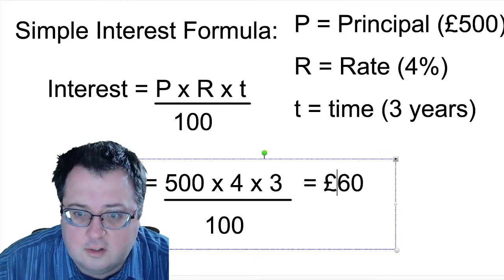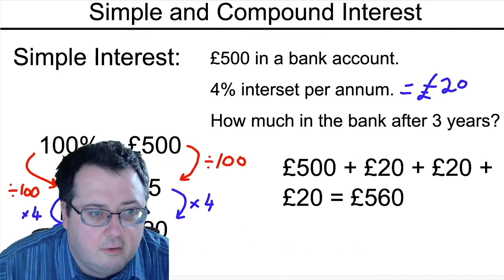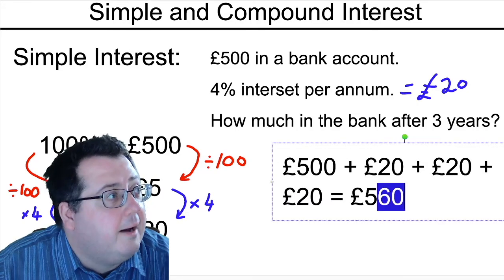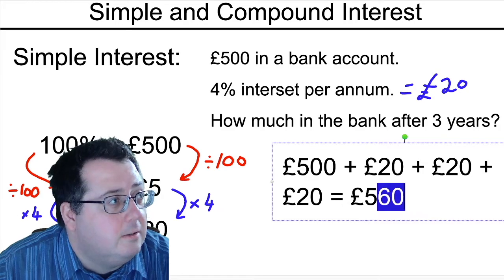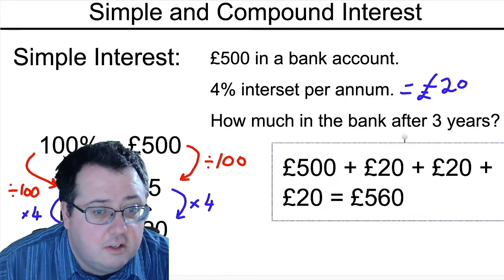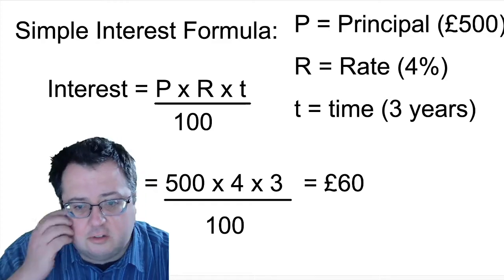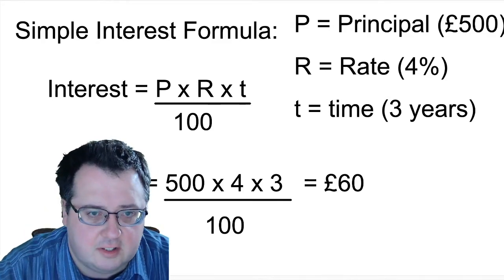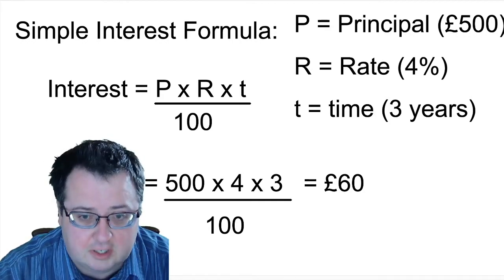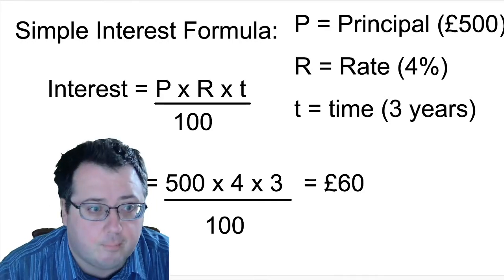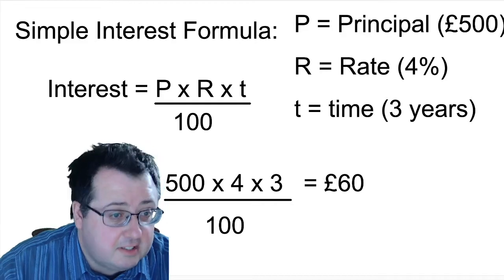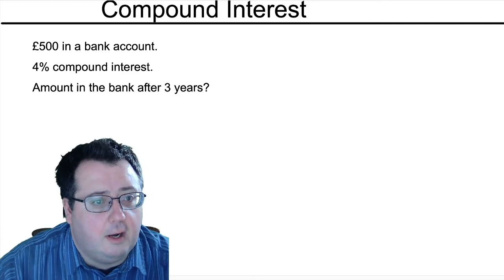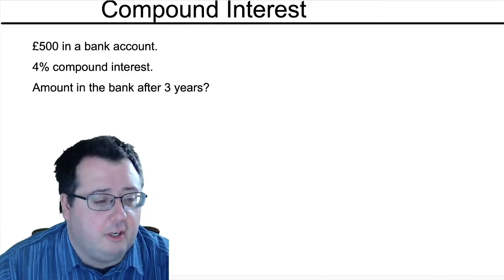And if we go back to the original slide, you'll see that after 3 years, £60 was added. Okay, so this formula does work. It just tells you what the interest is going to be for a particular period of time. Okay, so that's simple interest. I hope that makes sense. Let us go and look at compound interest.